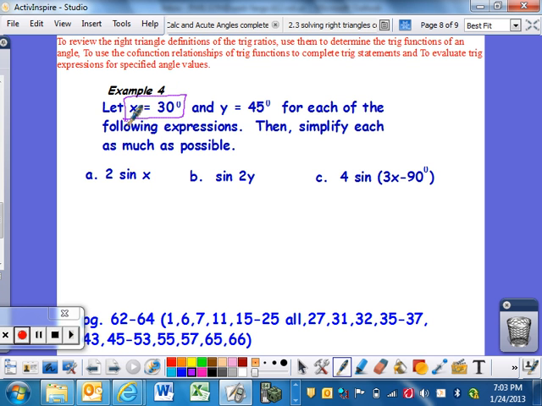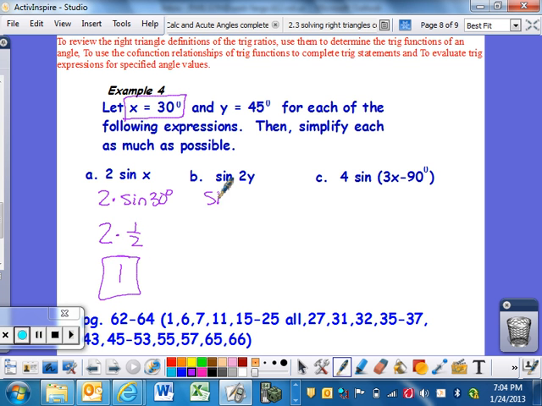It says let x be 30 degrees. So wherever you see an x, you put in 30. Let y be 45. So wherever you see y, you put 45. And then you just simplify each of them. So this is going to be 2 times sine of x, but what is x going to be in this problem? 30 degrees. And then you have to go back to your special triangles. The more you work with it, the better you are. But sine of 30, if you go back to the other slide, is 1/2. 2 times 1/2 is 1, and you just solve the problem.